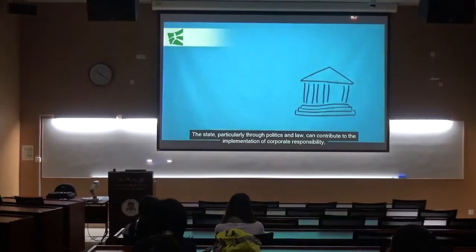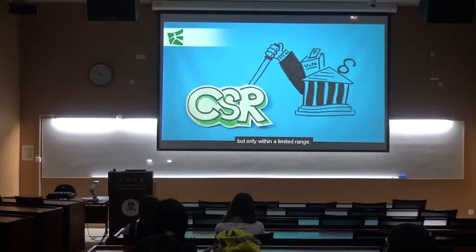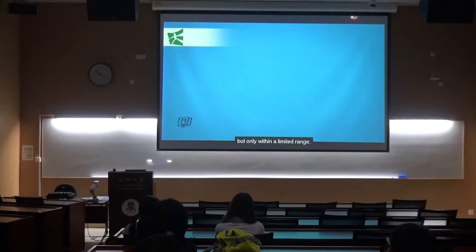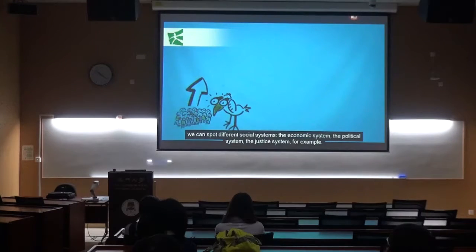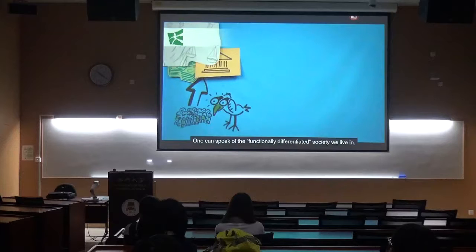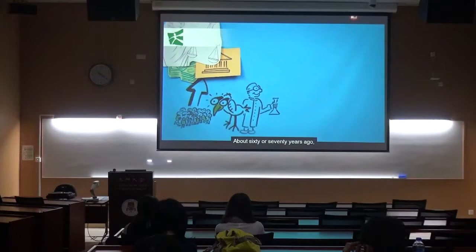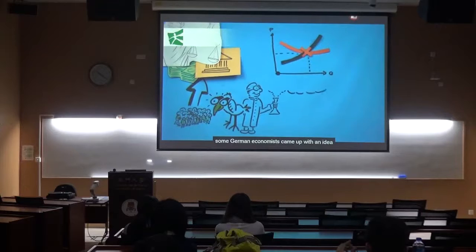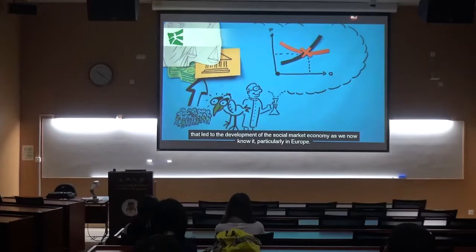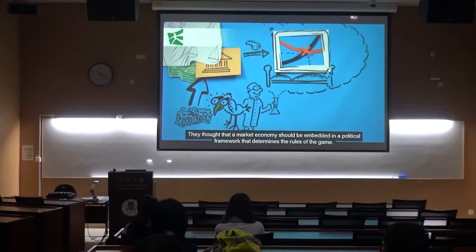The state, particularly through politics and law, can contribute to the implementation of corporate responsibility, but only within a limited range. If we look at society from a bird's eye view, we can spot different social systems. The economic system, the political system, the justice system, for example. One can speak of the functionally differentiated society we live in. About 60 or 70 years ago, some German economist came up with an idea that led to the development of the social market economy as we know it, particularly in Europe.